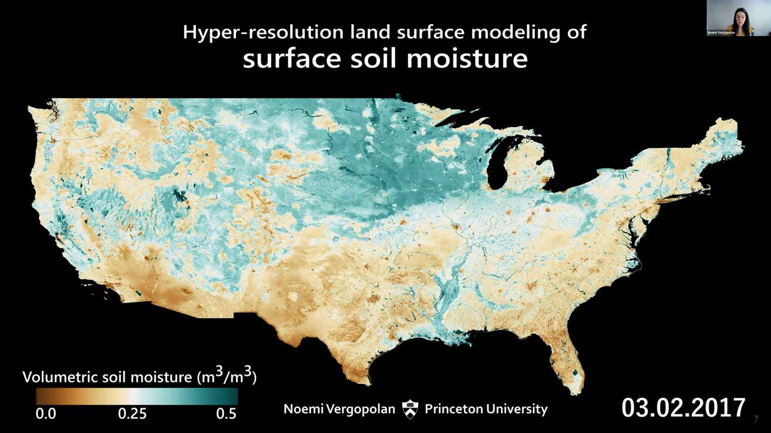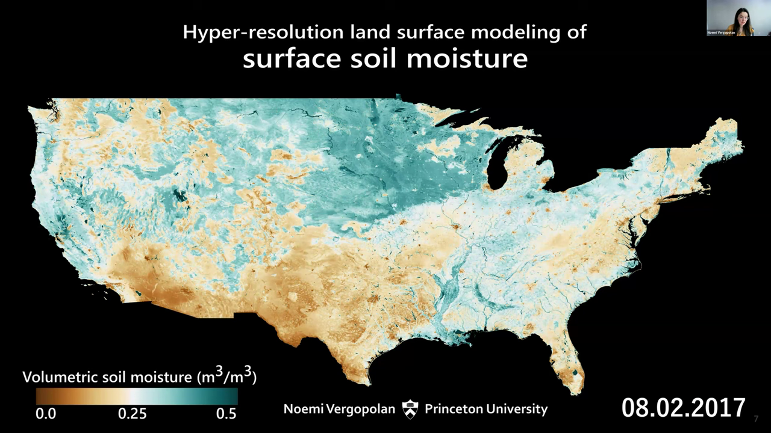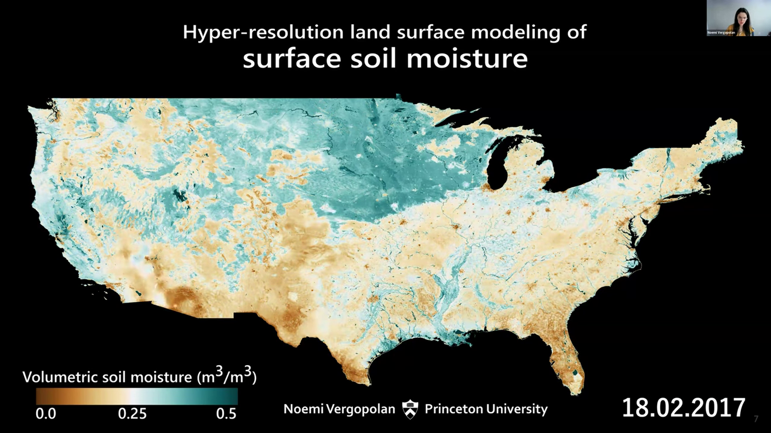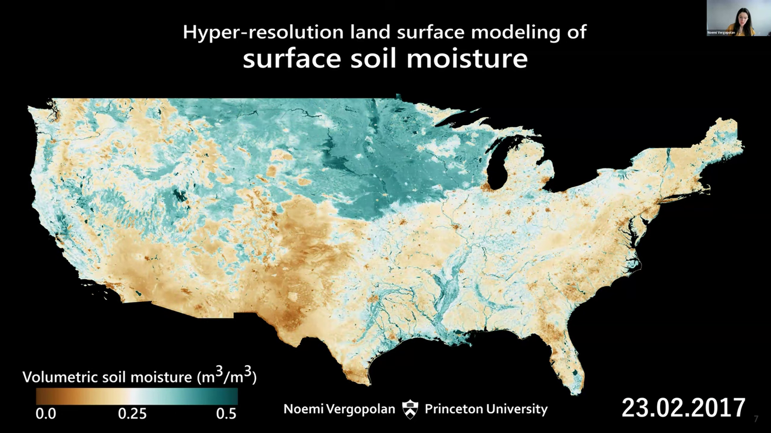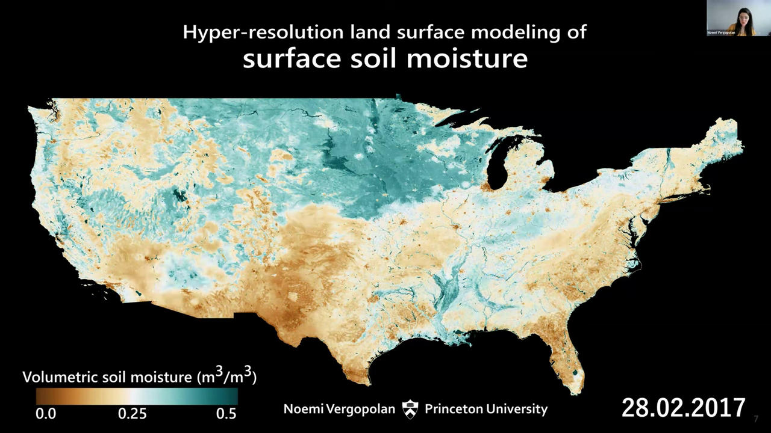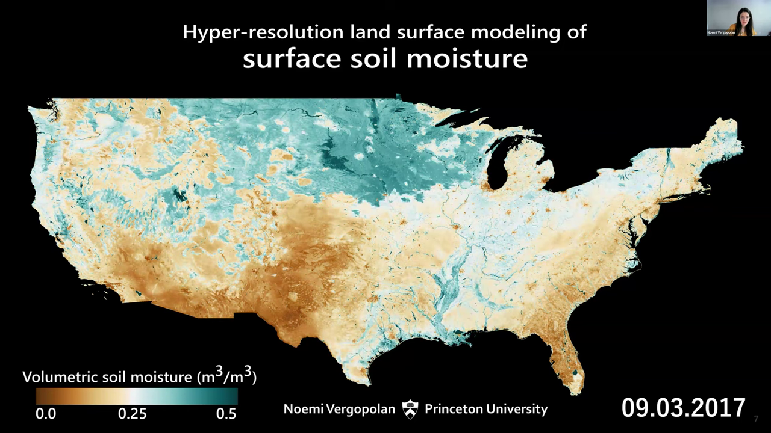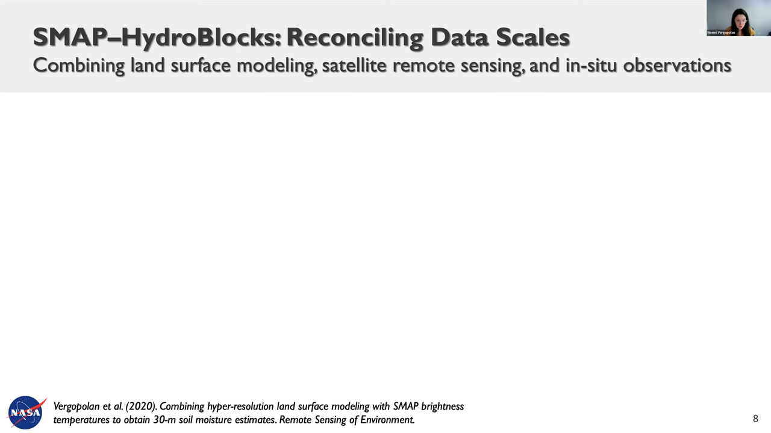This is an example over the US for the year 2017. You can see how we can capture with a lot of realism and detail how water interacts with the soil and with the atmospheric dynamics. Right. But these are just models, and we still have the big elephant in the room, which is the spatial scale mismatch, right? The scale at which we can model processes and the scale at which we observe them.